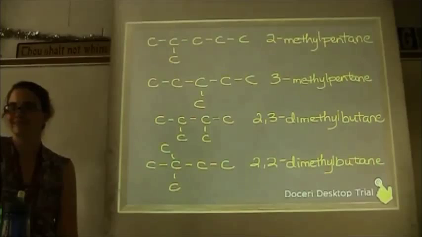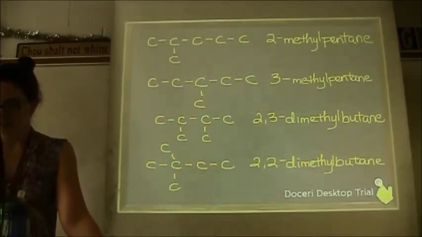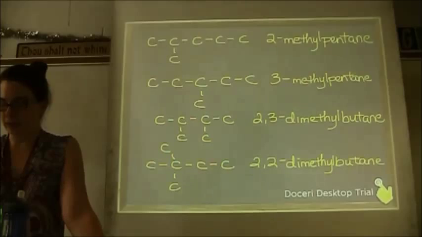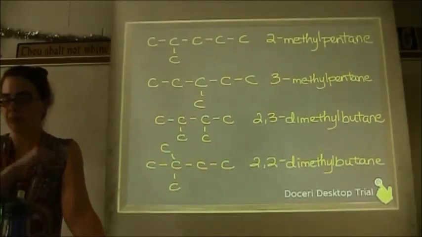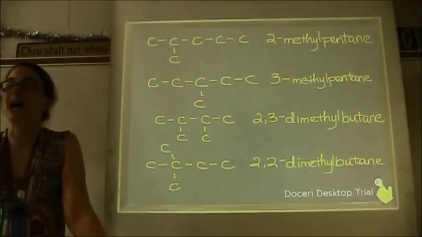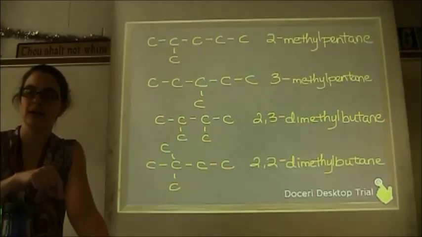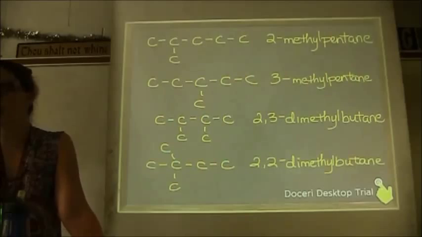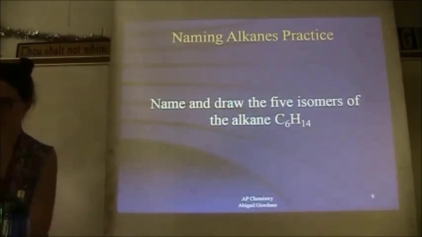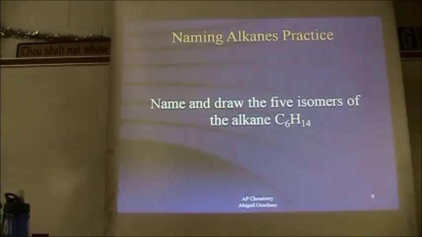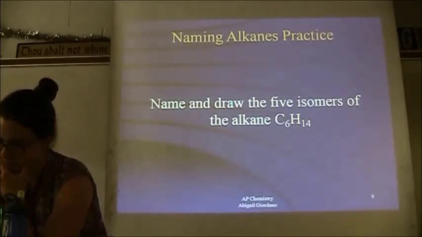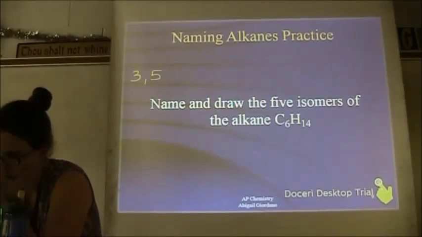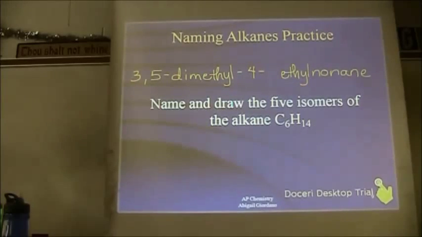Okay? All right. What I'm gonna do just to kind of wrap up this chain section before we move on to things in shapes is I'm gonna give you a name and I want you to draw it. We're kind of going backwards. Here's what I want you to draw. 3,5-dimethyl-4-ethyl-nonane.